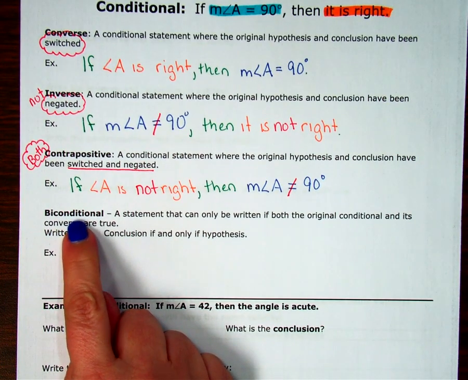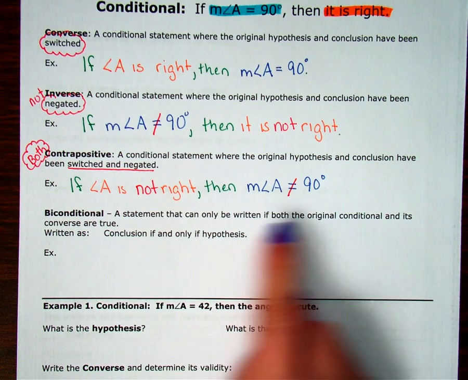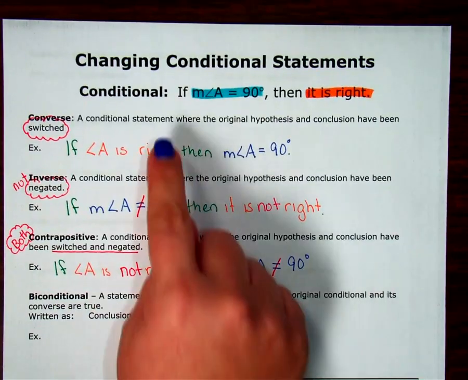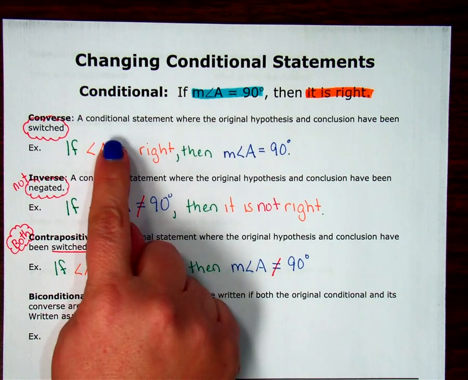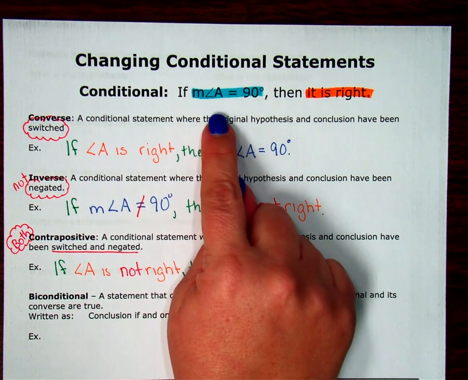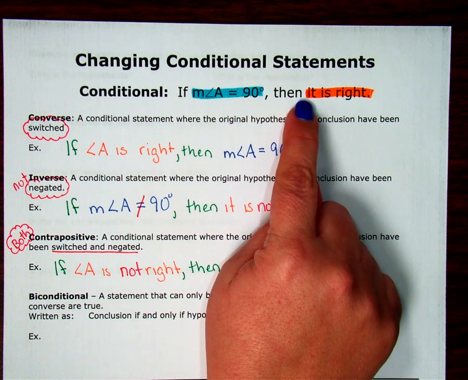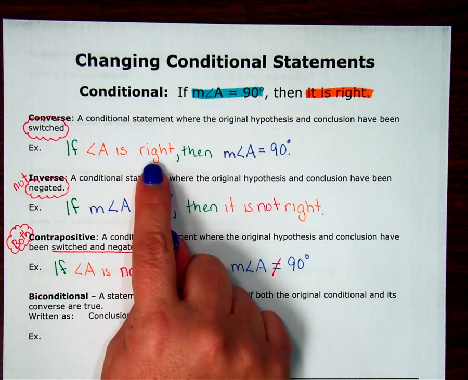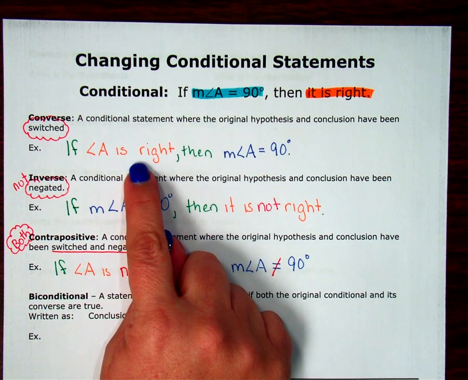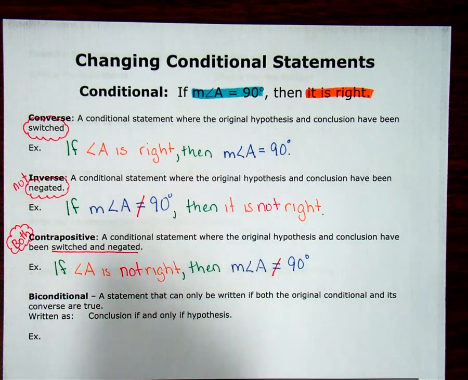There's one more thing we could do. It's called the biconditional statement, and it can only be written if the original conditional and its converse are true. So if the original statement is true, and when you switch it, it's also true, then you can write what's called the biconditional statement. So let's look at this. If the measure of angle equals 90, then it's right. That is a true statement. Let's look at the converse. If angle A is right, then the measure of angle A is 90. Yes, that is also a true statement.